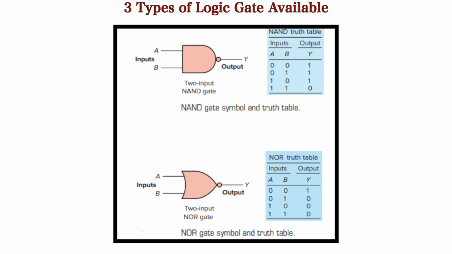But here in the NOR table, when both the inputs are 0, then only the output will be high. If any of the input is 1, the output is 0. Clear? It's just the inverse operation of the OR gate.